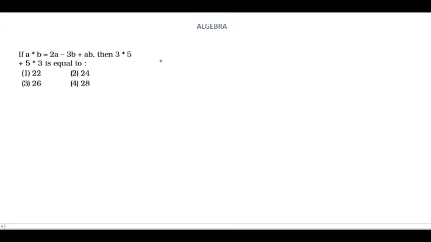If a star b is given as 2a minus 3b plus ab, then 3 star 5 plus 5 star 3. So we can calculate 3 star 5, that is 2 into a, that is 3, minus 3 into b, that is 5, plus a into b, that is 3 into 5. This is equal to 6 minus 15 plus 15. So this is equal to 6, right?